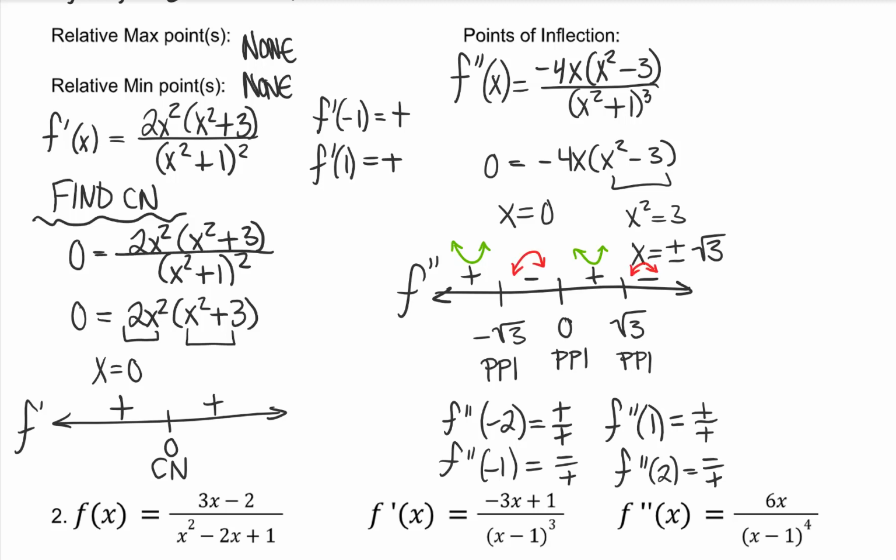Because our domain is all real numbers, f does exist at each of these possible points of inflection. And because the concavity changes at each of these possible points of inflection, they're no longer possible. They are points of inflection.